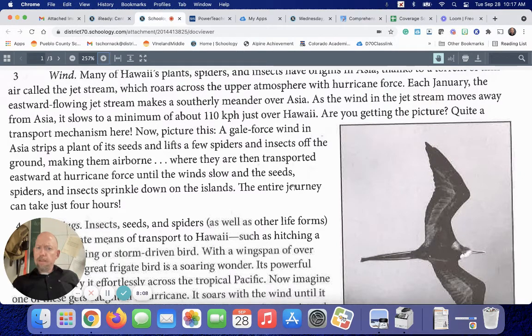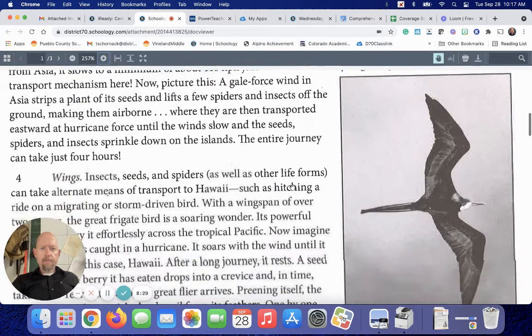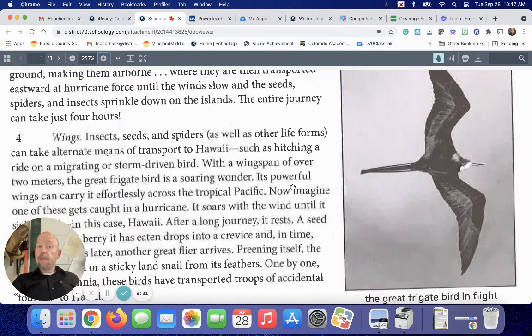Now picture this. A gale force wind in Asia strips a plant of its seeds and lifts a few spiders and insects off the ground, making them airborne, where they are transported eastward at hurricane forces until the wind slows and the seeds, spiders, and insects sprinkle down on the islands. The entire journey can take just 4 hours. Wings.